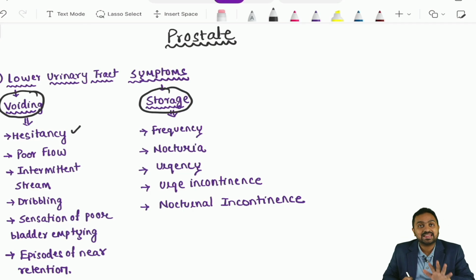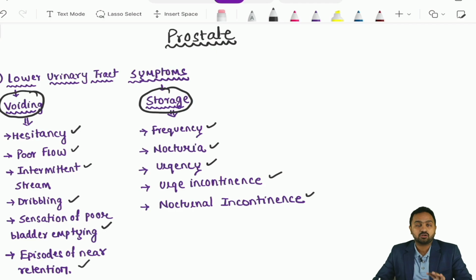It includes your hesitancy, poor flow of urine, intermittent stream, dribbling, sensation of poor bladder emptying, or episodes of near retention. On the other hand, your storage symptoms include your frequency, nocturia, urgency, urge incontinence, and nocturnal incontinence.